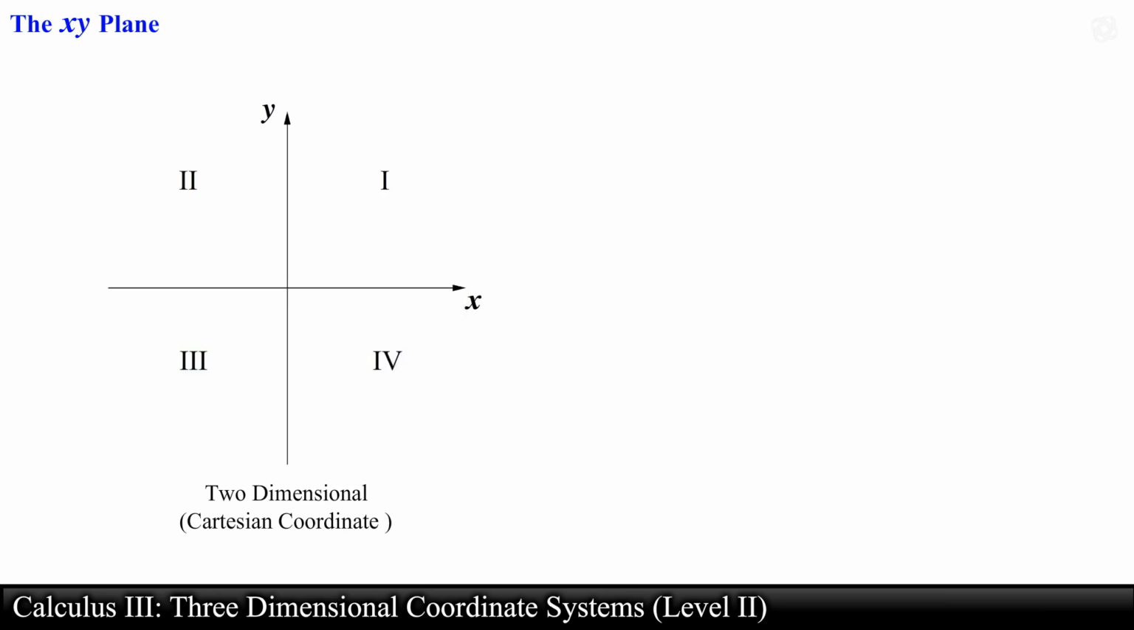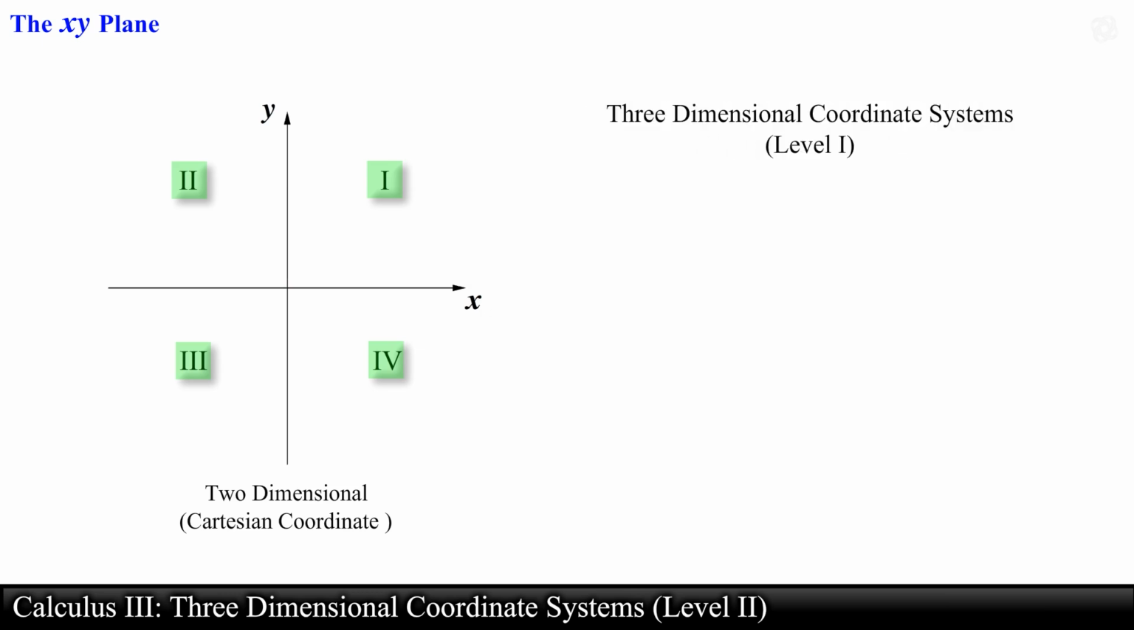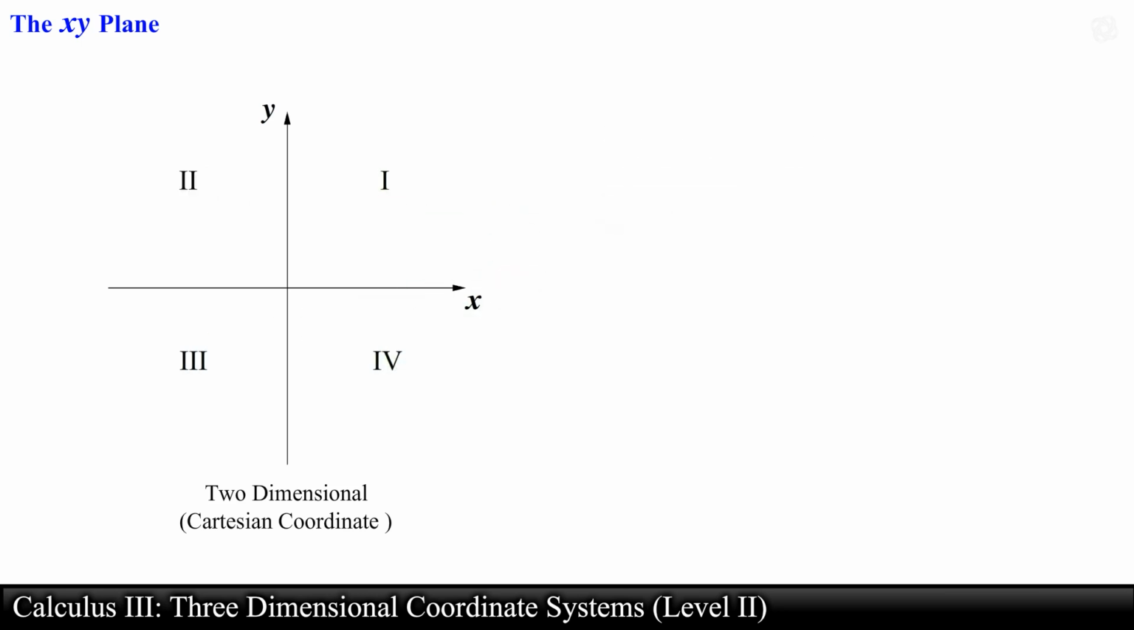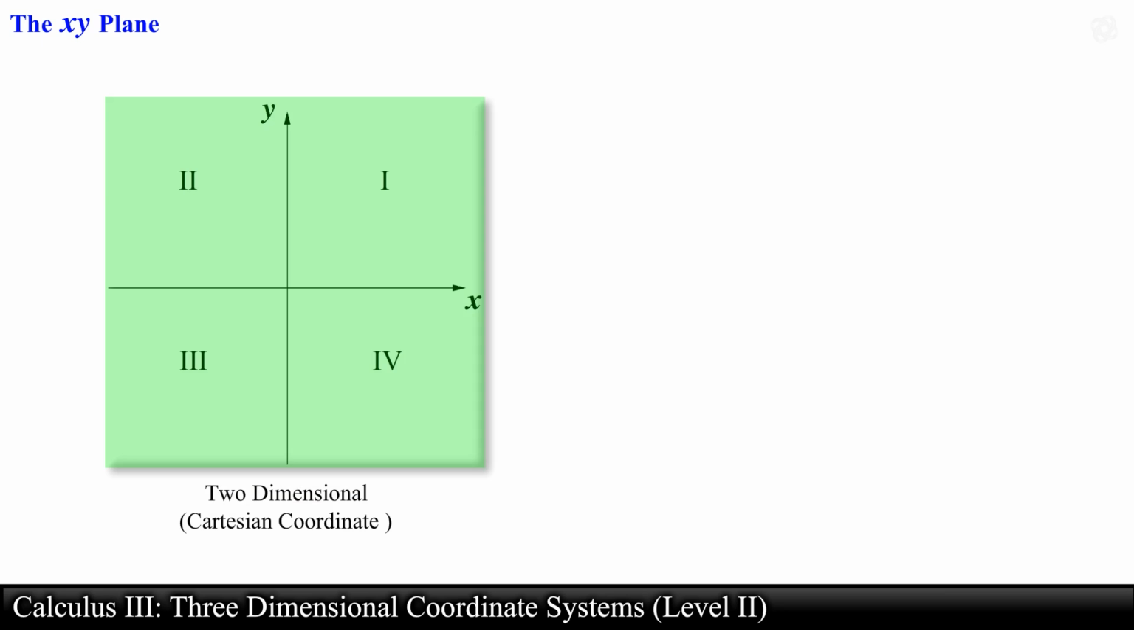Recall that each quadrant determines the signs on the x and y coordinate of a point. You can view the previous video with a more in-depth look on 2-dimensional coordinate systems. For now, I want you to keep in mind that a 2-dimensional coordinate system represents a plane.